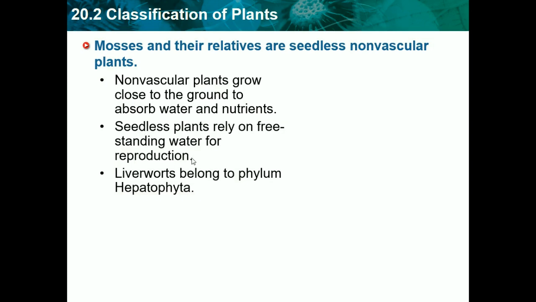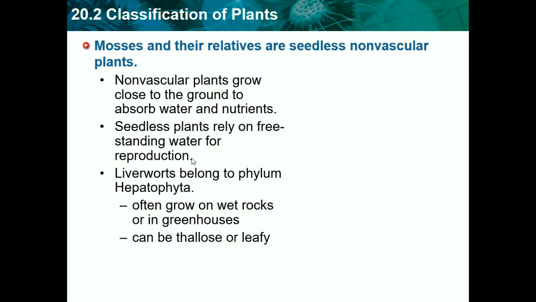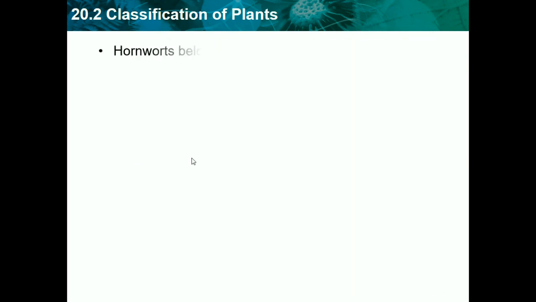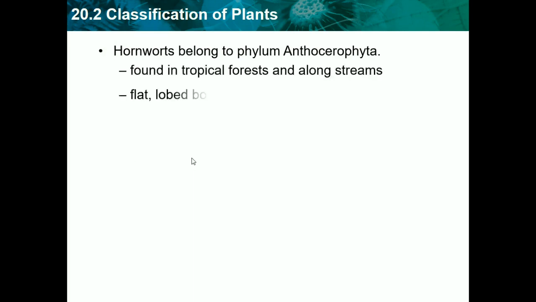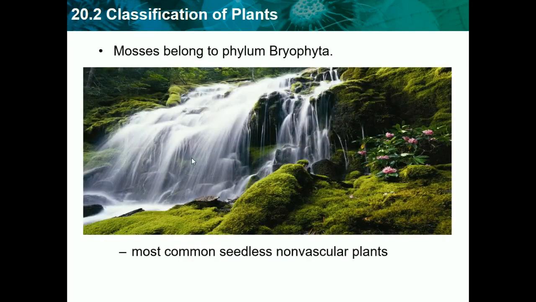Liverworts belong to phylum Hepatophyta. They often grow on wet rocks or in greenhouses, and we don't need to know this. Hornworts belong to their own phylum. Okay, we don't need to know this either.